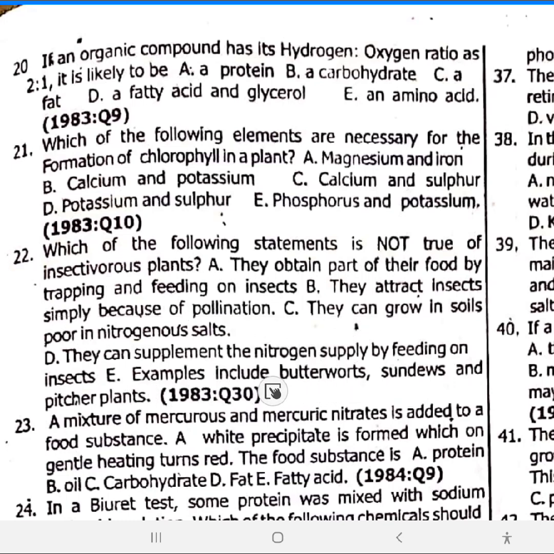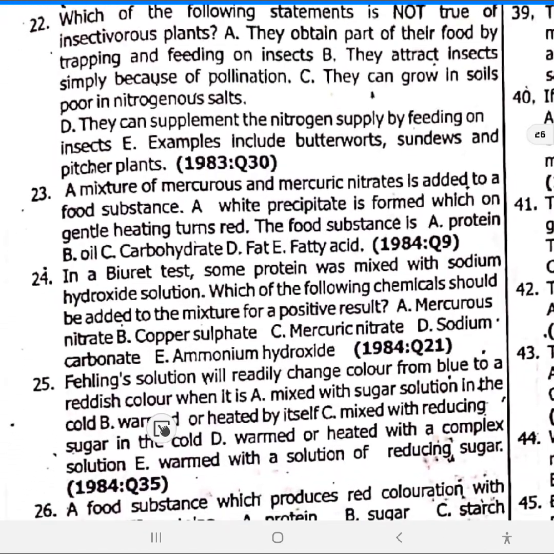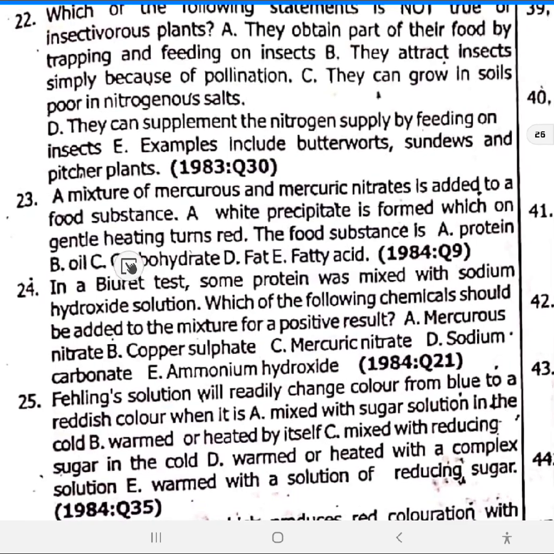So number 22 is option... Let's see. Examples of them: bladderwort. So they made a mistake here, it's not butterwort. It's supposed to be bladderwort. Bladderwort, sundew, and pitcher plant. Option E. 22 is option E. 23. Let's try 23. A mixture of... okay, we'll come back to this in the next video.